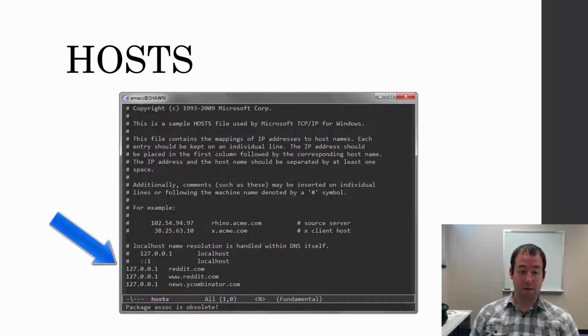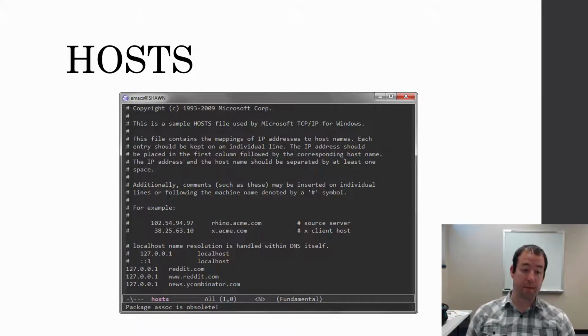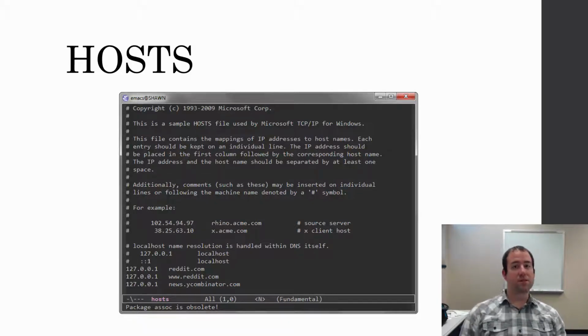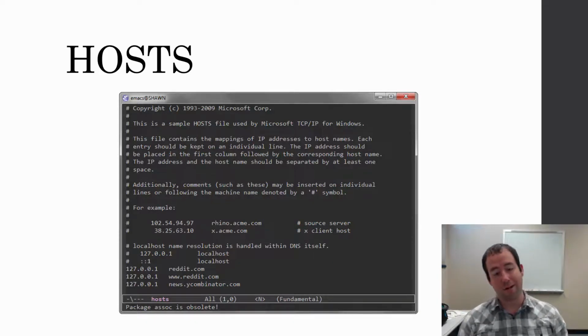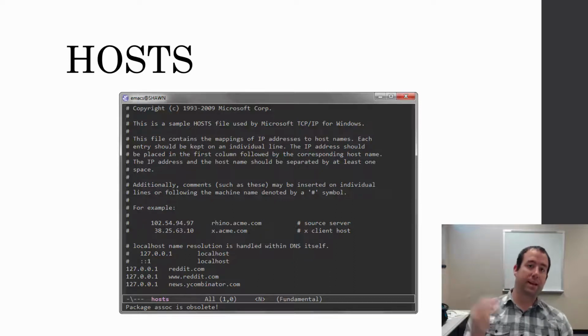of those tell my computer that when I search for reddit.com or www.reddit.com to redirect that to 127.0.0.1. Now, we haven't talked about that yet, but 127.0.0.1 is localhost, so that's redirecting it back to my computer. And essentially what that does is blocks me from accessing that website. So I can go to www.reddit.com on my computer, and it's basically going to look like an error. It's going to redirect back to my own computer instead of reaching out to Reddit servers and pulling that.